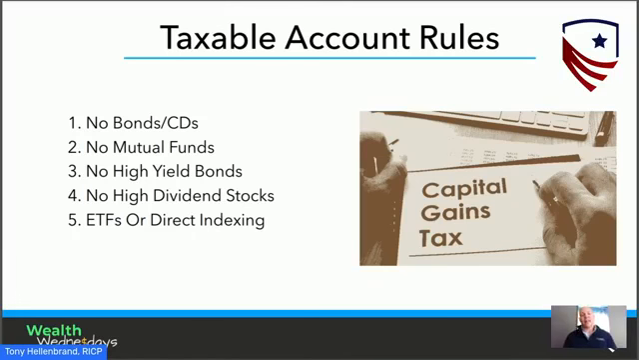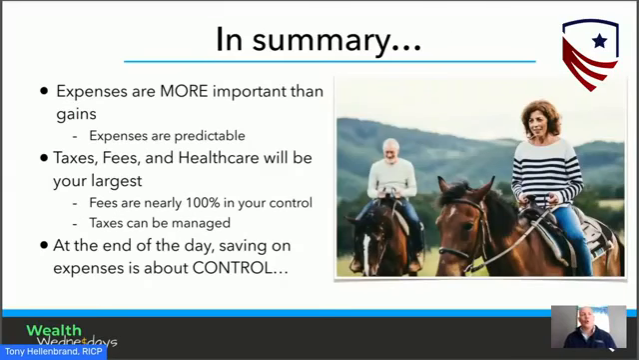And then finally, in a taxable account, the ideal thing we'd like to do is ETFs and something called direct indexing. I'm not going to get into direct indexing today. That's probably a topic for a whole other Wealth Wednesday, but you can actually get slightly more efficient if your account balance makes sense, and you can not even have the ETF expense ratio. So the bottom line on this stuff is that expenses are more important than gains.